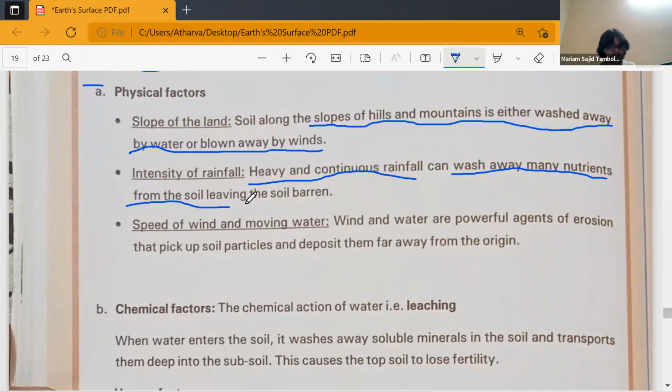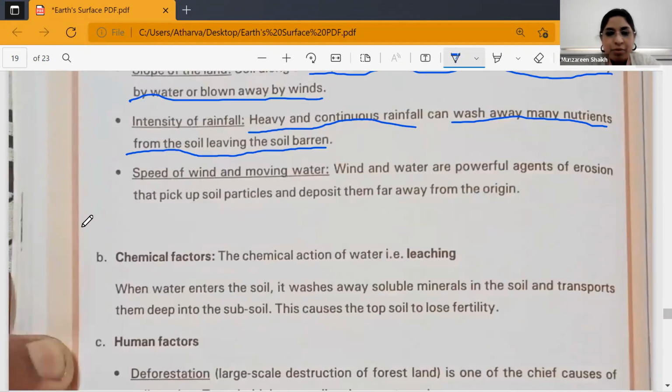Okay, wind, speed of the wind and moving water. This we did, as Mariam only gave the answer. If there's heavy wind blowing, or if the water is washing the soil away very speedily, that also leads to soil erosion. Now let's see. Wind and water are powerful agents of erosion that pick up the soil particles and deposit them far away from the origin.